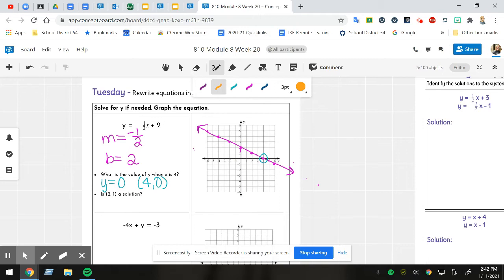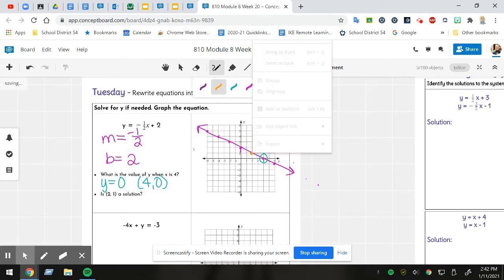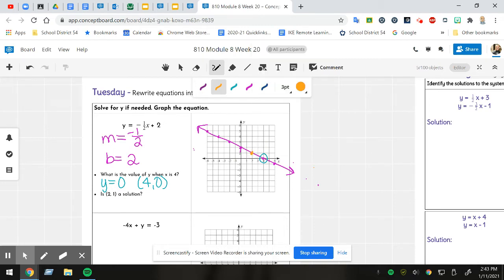My next question is, is 2, 1 a solution? So I want you to find that point. So I go to the right 2, up 1. It is a solution because it's a point on the line. That's all that means. By solution, is it a point on the line?